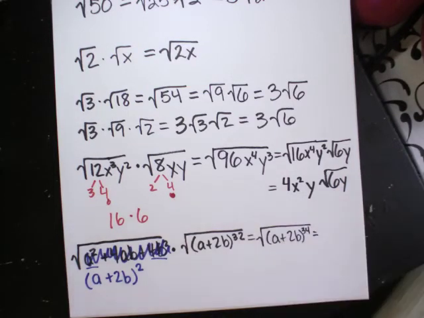So what would the square root of that be? So then it'd be a plus 2b to the 17th. Okay, let's review how to do these.